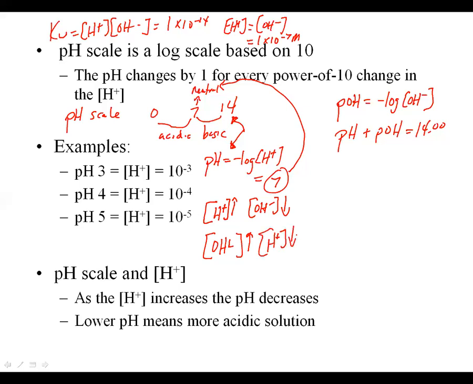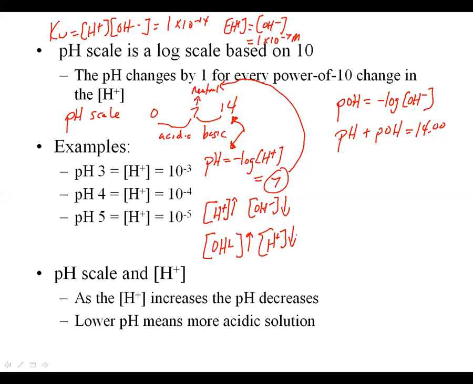So there, as one goes up, the other goes down, is sort of the relationship that we see. And that's an important relationship to remember. It is the H plus concentration that's important for the pH. So the larger the H plus concentration, the lower the pH. And obviously the opposite would be true. The lower the H plus concentration, that means the more OH minus concentration, and it would be basic.